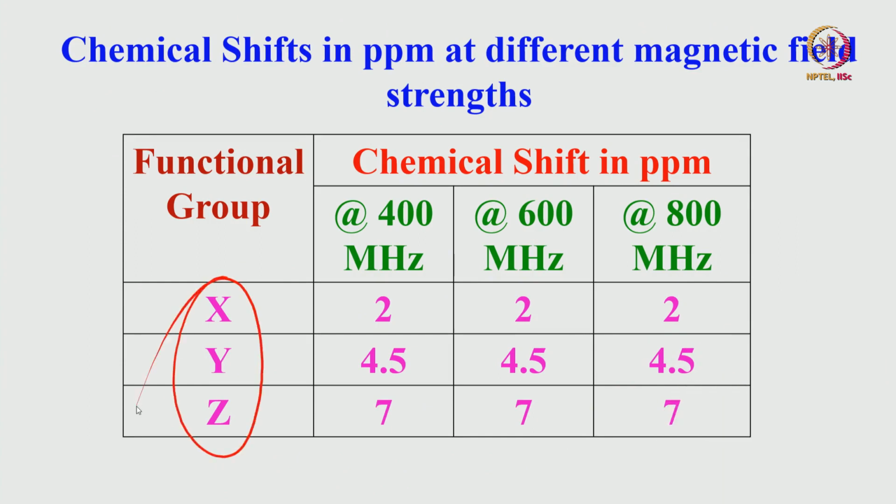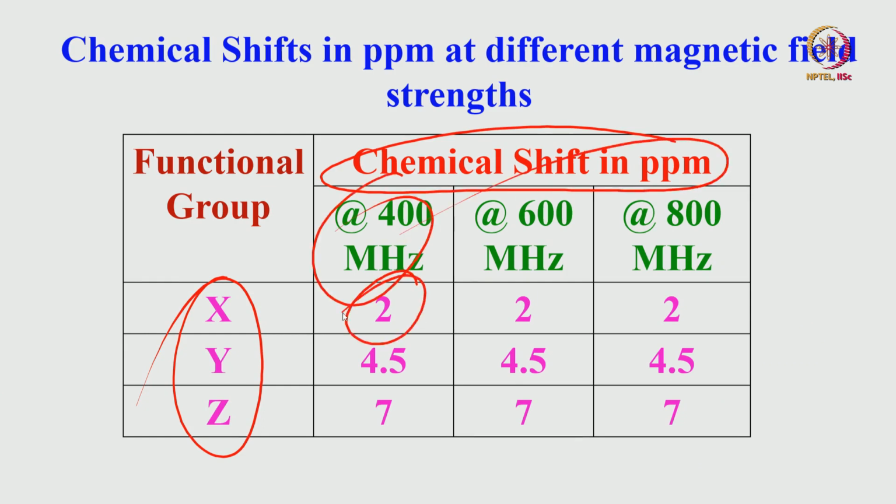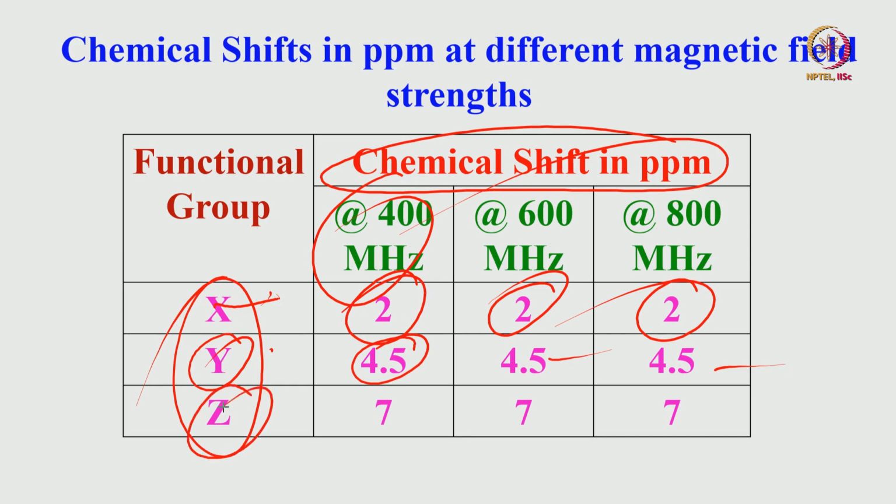Just to show you in numbers, let us say I have a molecule which has different functional groups like X, Y and Z. I want to measure its chemical shift in ppm. At 400 megahertz it comes at some ppm, the functional group X could be CH3, whatever it is. Then at 600 same, 800 also same. You go to another functional group instead of CH3, let us say a benzene group or some other CH group, which comes at 4.5 at 400 and remains the same on all the spectrometers. A functional group, let us say OH or NH, comes at 7 ppm and remains the same in all 3 spectrometers.